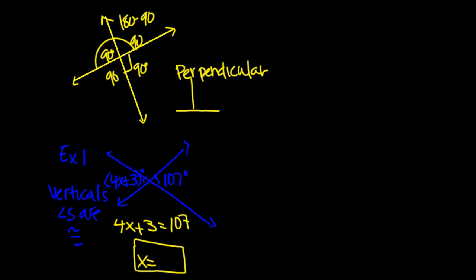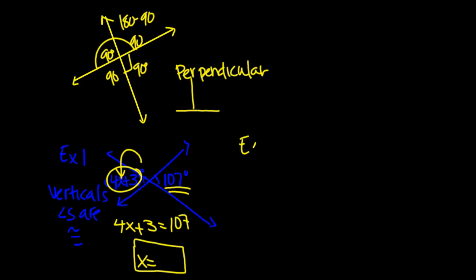But for your check, I want you to plug it back right here, because when I do 4 times whatever you get here for your answer plus 3, it should be 107. Those should be the same measure. So find out what x has to be to make this 107. All right, and we'll talk about it when you get back to class.